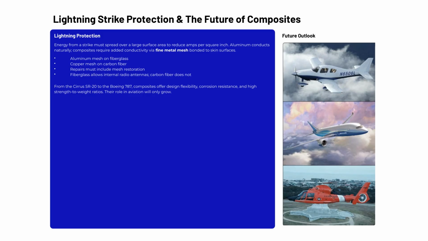When it comes to lightning strike protection, composites present a unique challenge that aluminum structures simply don't have. Aluminum conducts electricity naturally, so when lightning strikes, the energy spreads across the airframe and dissipates relatively easily. Composite materials, however, are poor conductors, which means engineers must add conductivity by bonding fine metal mesh directly into the skin surface. On fiberglass structures, aluminum mesh is typically used, while carbon fiber structures require copper mesh due to compatibility considerations. This is not just a manufacturing detail, it directly affects how you perform repairs.